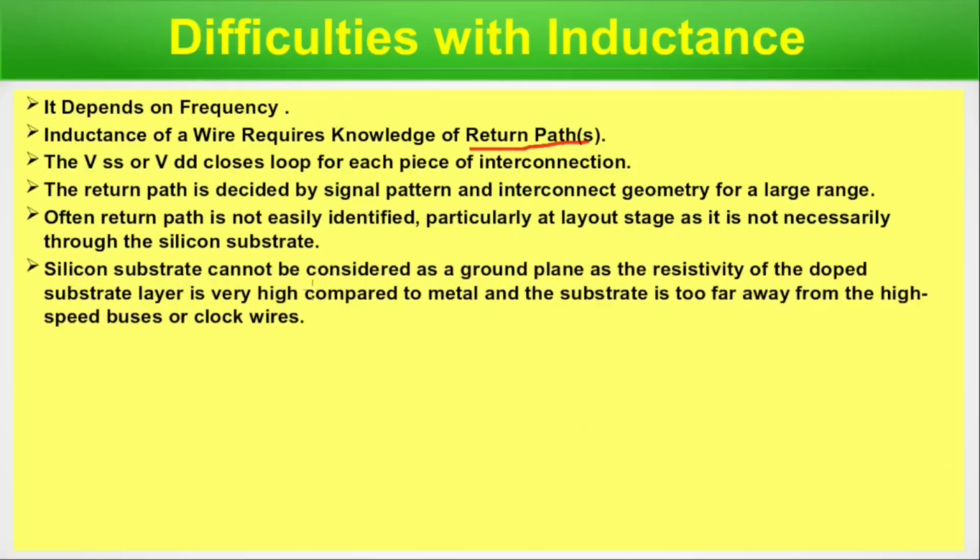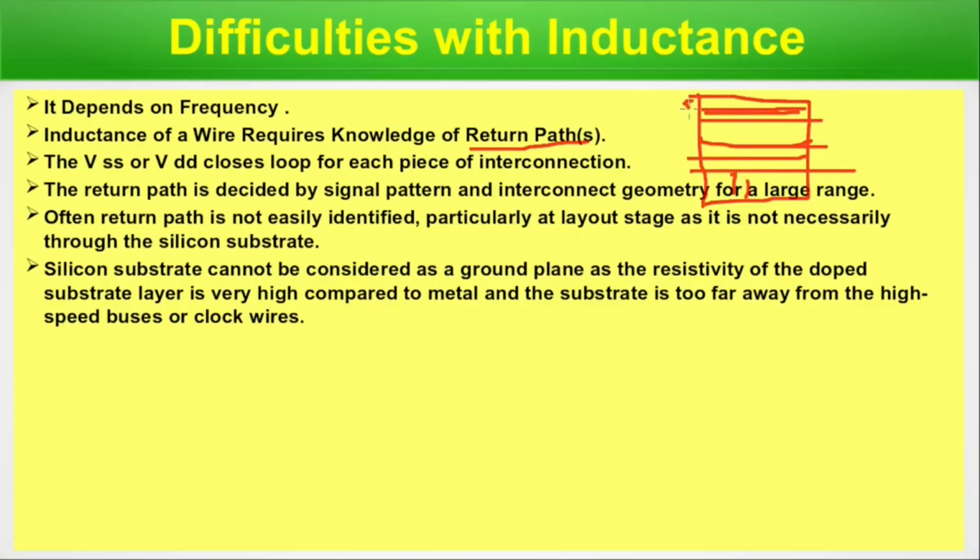And the silicon substrate cannot be considered a ground plane, as the resistivity of the doped substrate layer is very high compared to the metal, and the substrate is too far away from the high-speed buses or clock wire. If we take the cross section, these are the top metal layers here, then somewhere here is the substrate.